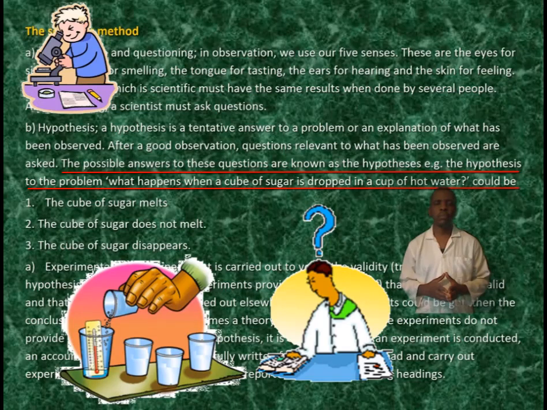Example: the hypothesis to the problem, what happens when a cube of sugar is dropped in a cup of hot water? This could be: the cube of sugar melts. The cube of sugar does not melt. The cube of sugar disappears.